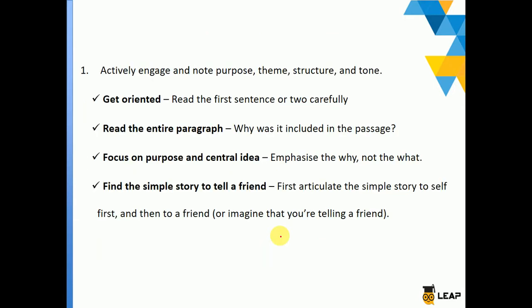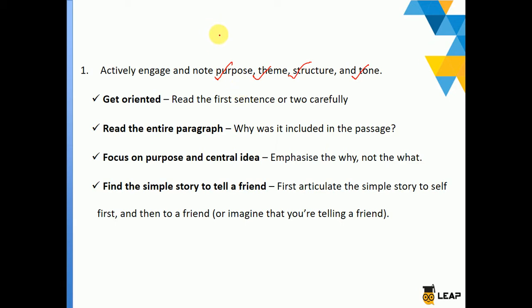Anyway, so the first point, which is actively engage and note purpose, theme, structure and tone. Let me talk about each of these: purpose, theme, structure and tone. First of all, purpose is the purpose with which the author has written the entire passage.